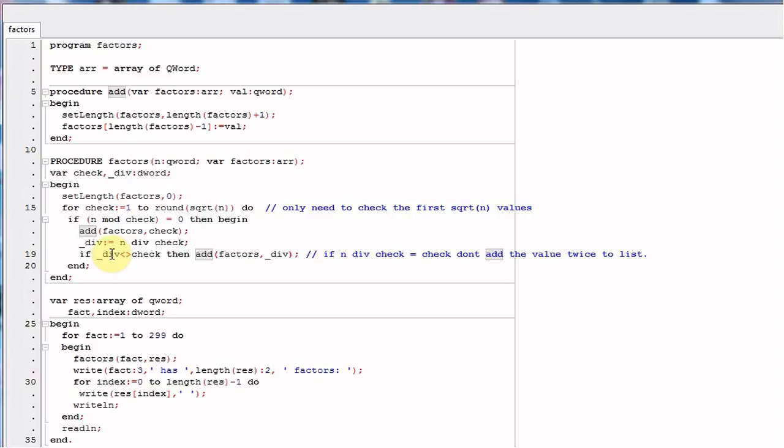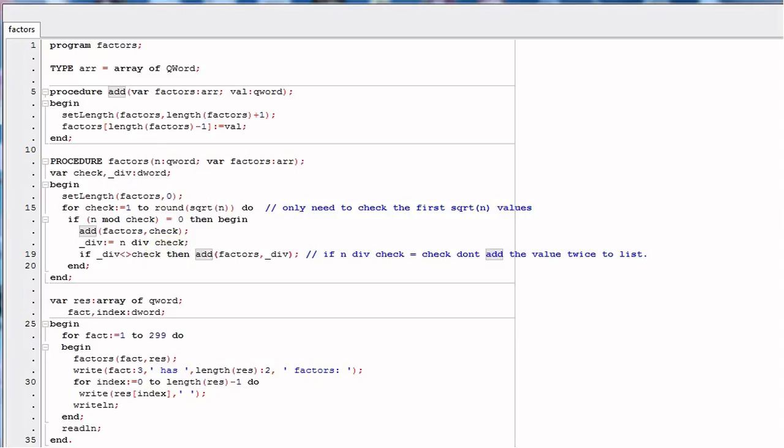In the case of 4, 2 times 2 gives you 4, and I don't want to add 2 twice, I only want to add it once. In the case of 9, 3 times 3 gives you 9, so I only want to add 3 once. So pretty much what I'm doing is, when I find a number which is divisible, I make sure that when I divide, I don't get that number back. If I get it back, I only add it once. So that's it. This is a very simple, straightforward algorithm to find the number of factors.